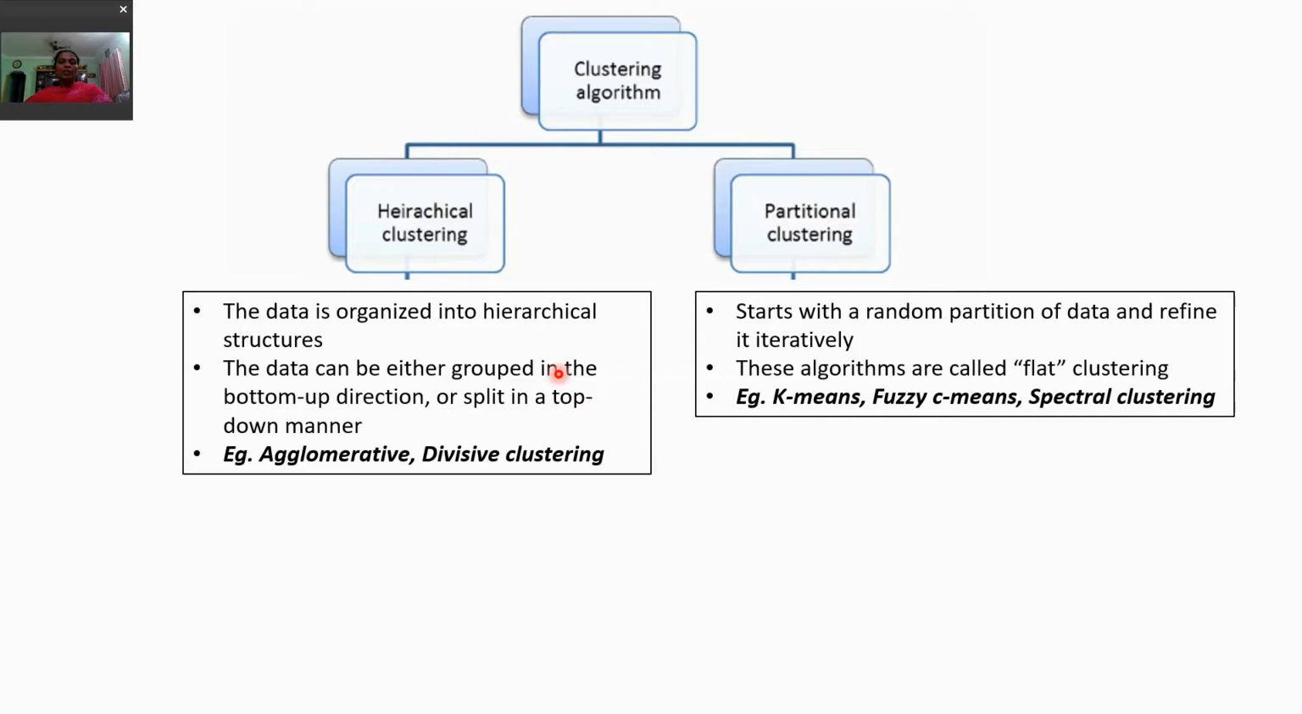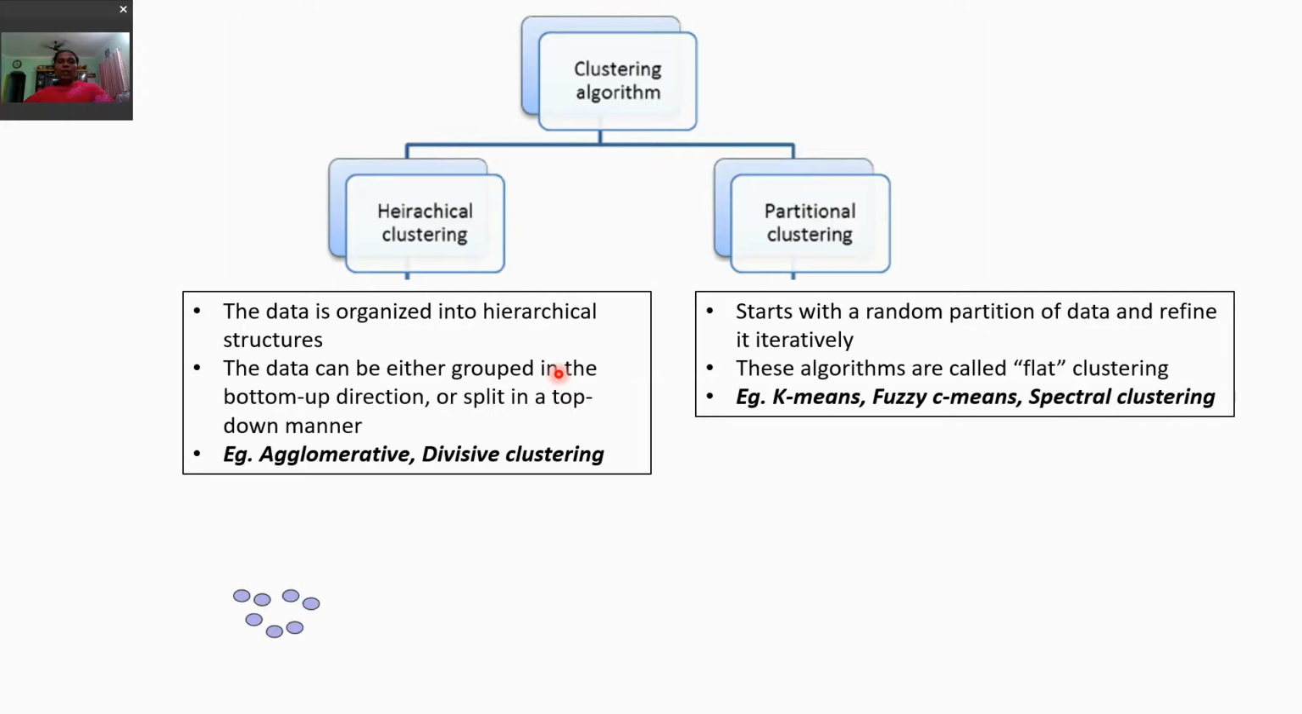In partitional clustering, the clustering starts with a random partition of data first and these clusters are refined in an iterative manner. Here this algorithm is otherwise called flat clustering. Examples of these clustering are k-means, fuzzy c-means and spectral clustering.